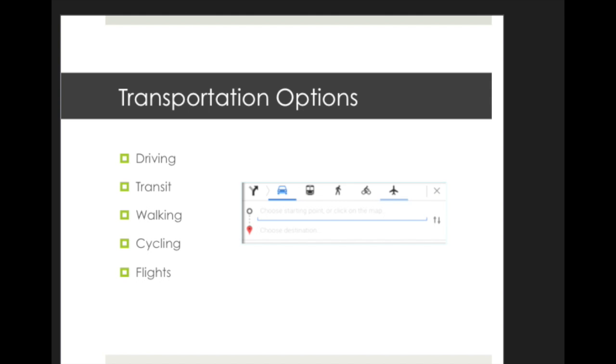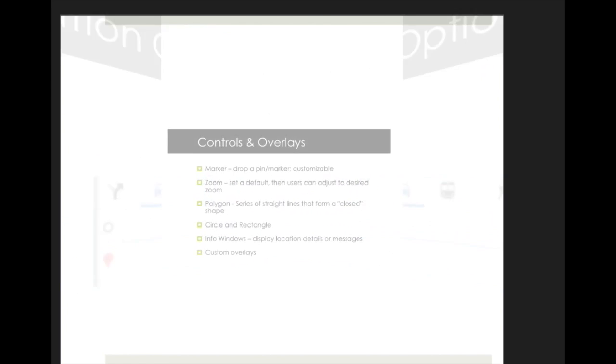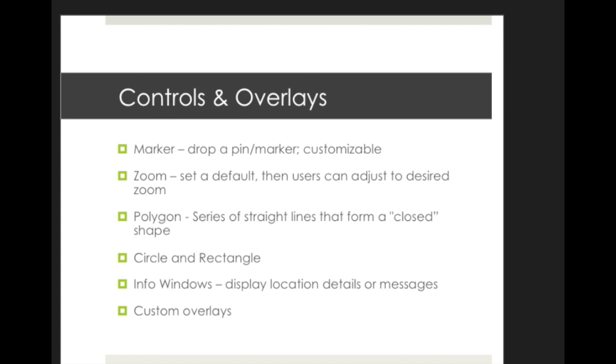Transportation options are driving a vehicle or a car, transit, walking, cycling, and flights. These are very useful for the user to customize their route. Controls and overlay, there are tons, but these are just a few markers. I will show you some examples of that in the next slide.